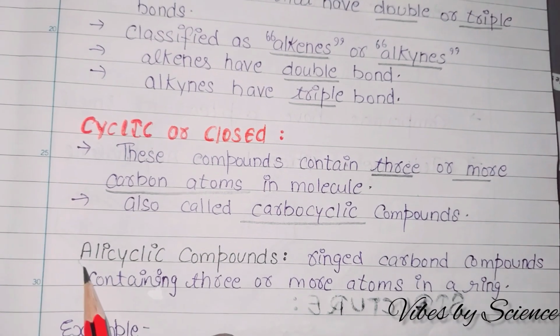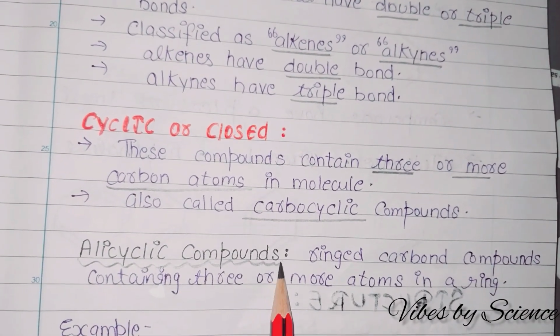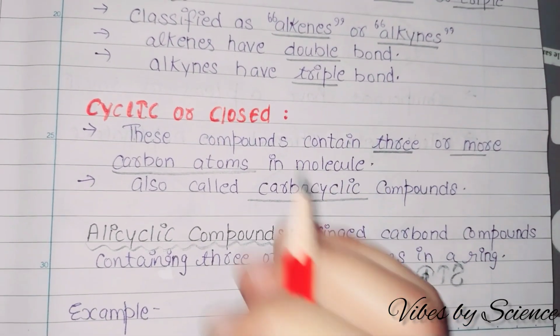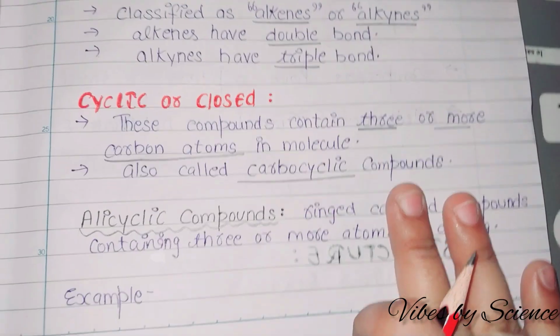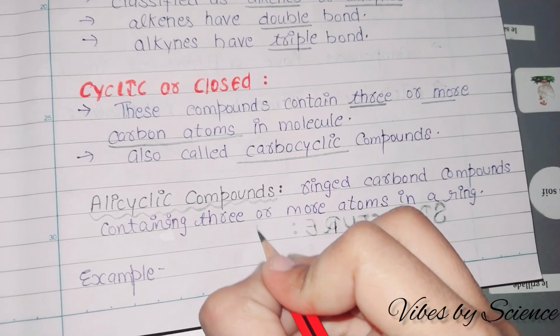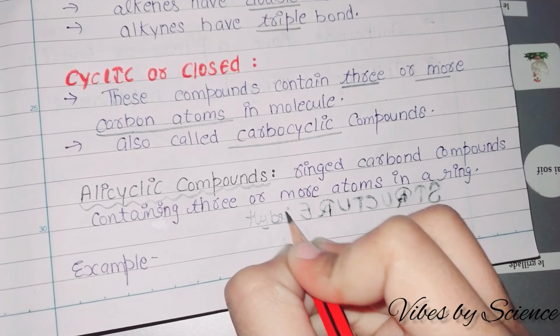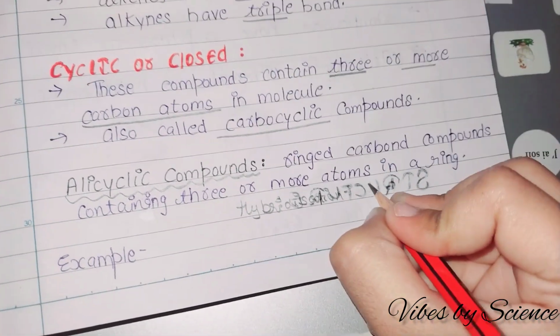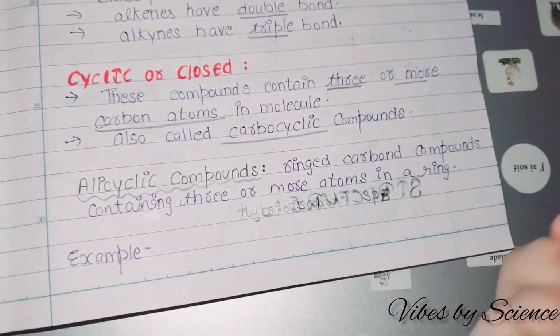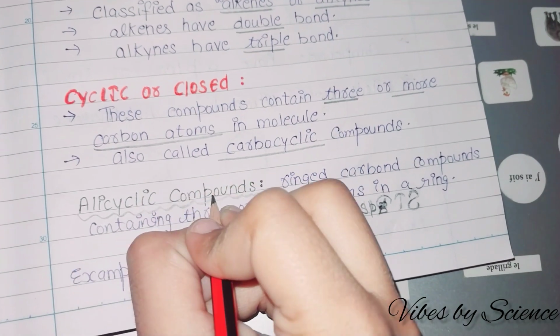Acyclic compounds, if I want to explain it in a more detailed way, then I would say that compounds which have hybridization sp3, those are considered to be acyclic compounds.